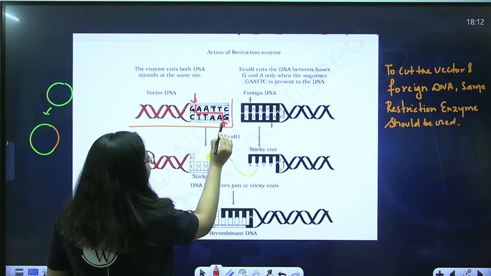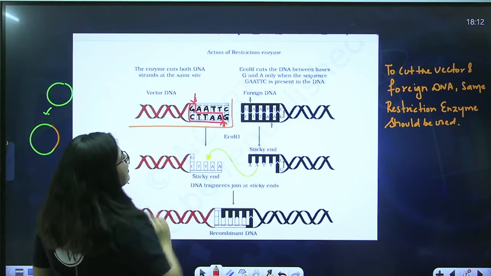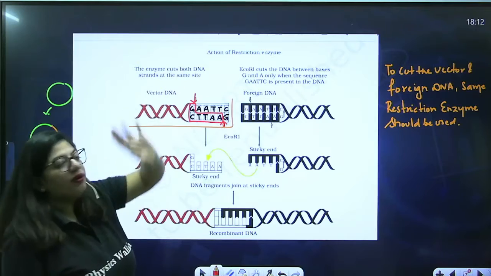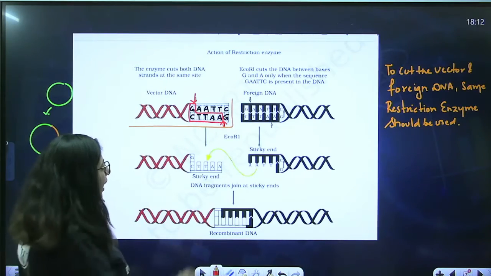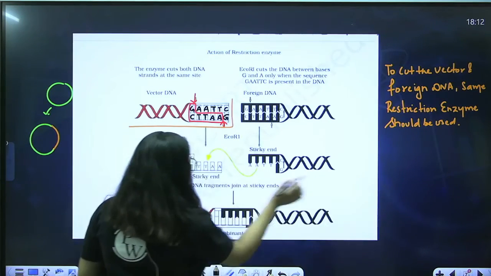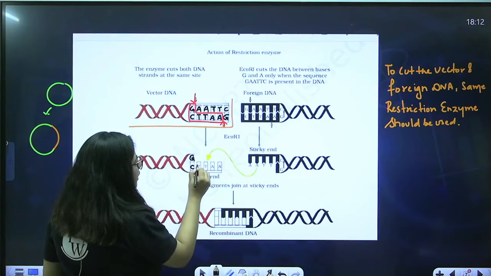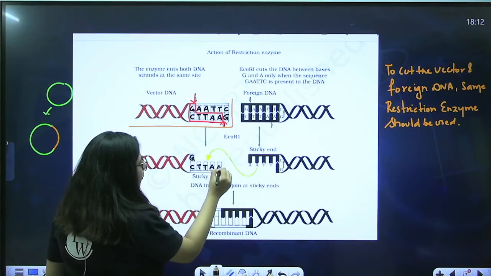This is how it will get cut. This portion will remain separated. This portion will go away. This is how it will get cut. And here you will see, you will get G, C, T, T, A and A.